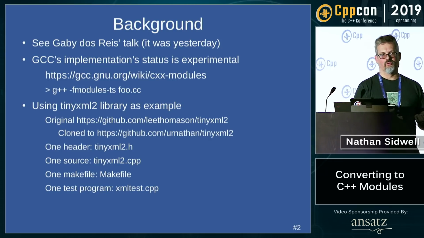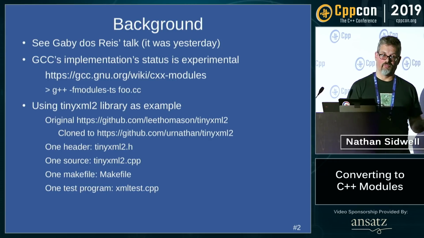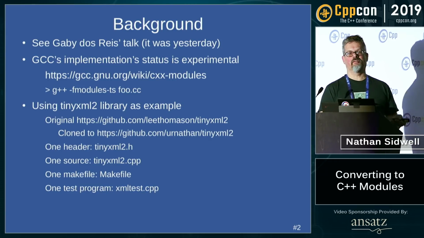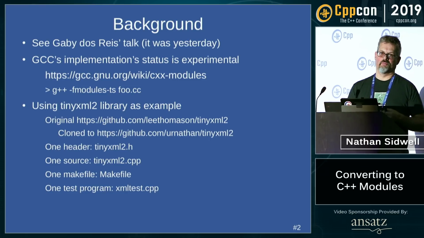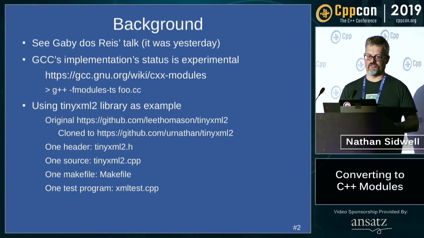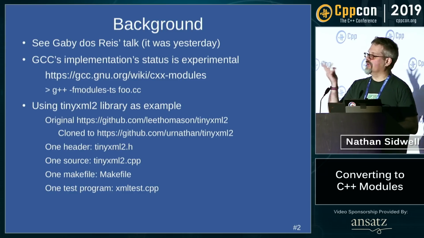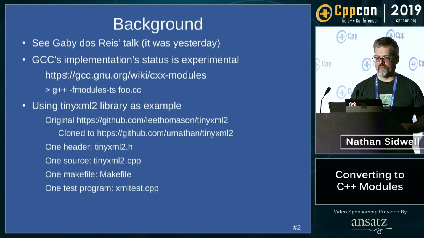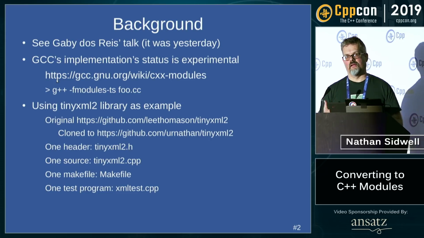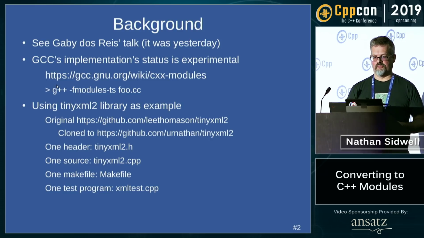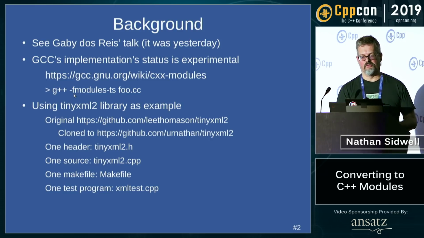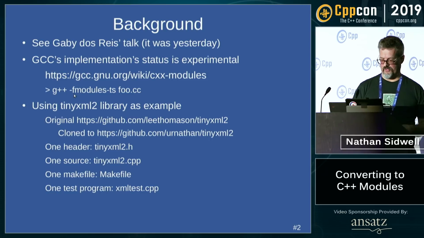The implementation I'm going to talk about is GCC's, because that's the one I've been writing. It's experimental. It breaks. It's on a development branch. It's not in trunk. It's not in any released version of GCC. There's a wiki page here that talks about the state of that development and how to use it. Short answer is you just invoke it with this -fmodules-ts option, and it will be in modules mode.